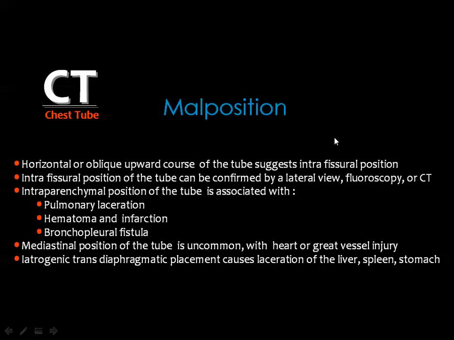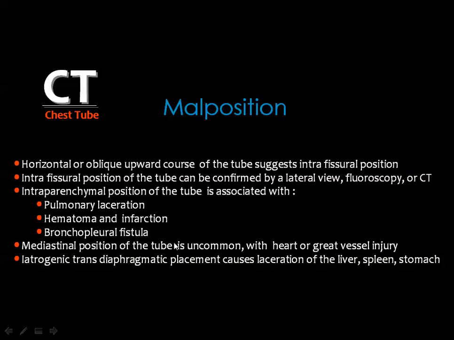Then also one of the malpositions is that the tube has passed into the fissure, commonly the horizontal fissure and less commonly the major fissure. And if you see a horizontal course or an oblique course, which may coincide with the course of the fissure, this is an intrafissural position of the tube. If you suspect this, you can have the lateral view, or better, you can have the CT scan.